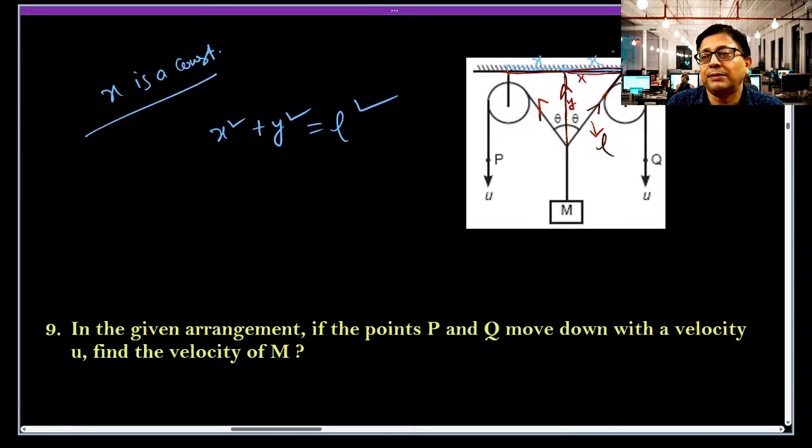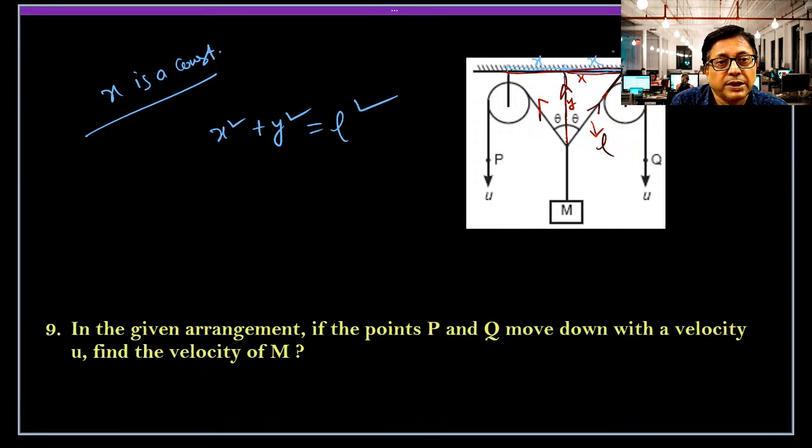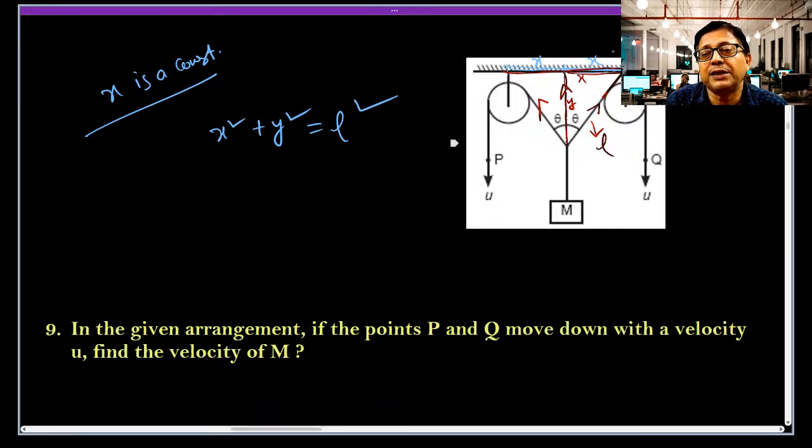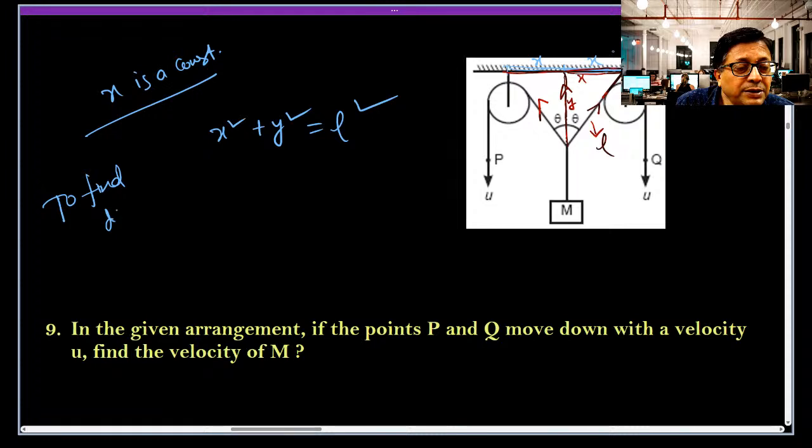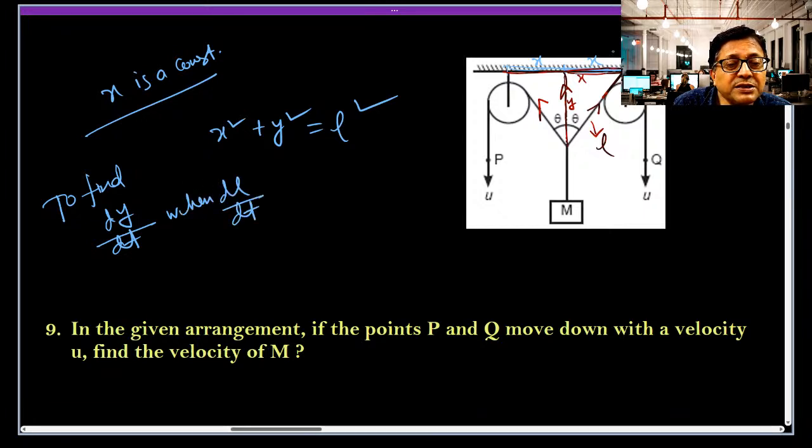Which one is changing over there? Other than x, the changing things are y and L. What are we going to find? To find dy by dt. Under what condition? When dL by dt is given. How much is this? dL by dt, that is u. Agree or not? Think about this one. Why am I considering dL by dt equal to u? Tell me.